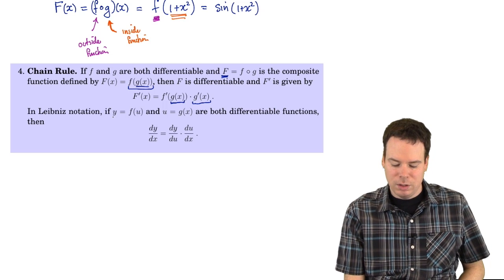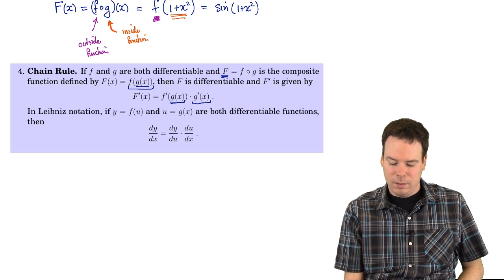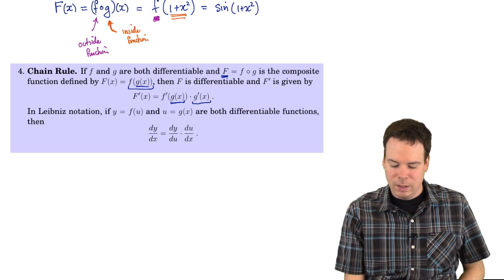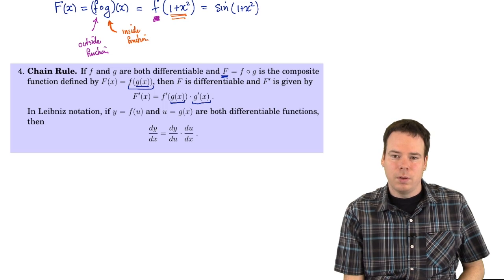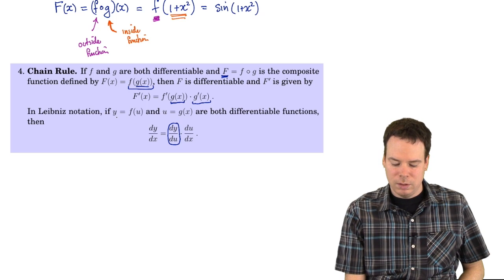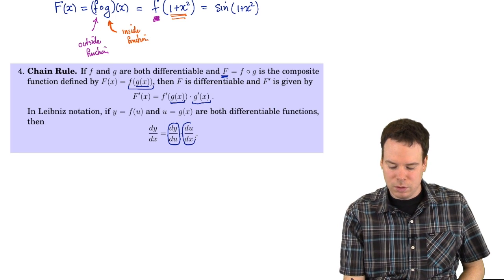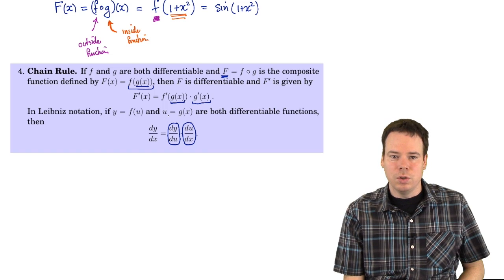In Leibniz notation, if y is a function of u and u is a function of x, and the functions are differentiable in this case, then the derivative of y with respect to x is again the derivative of the outside function, but using Leibniz notation, it's dy by du times the derivative of the inside function, which is du by dx.